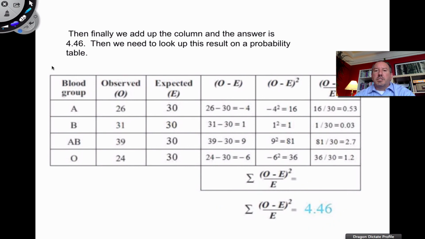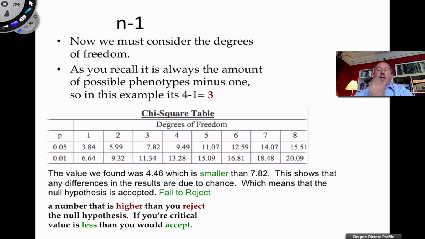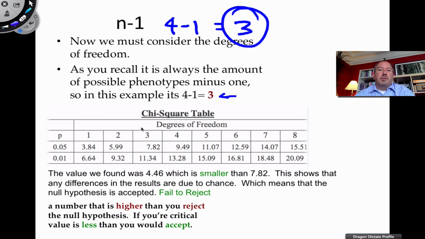And so here's our question. What is our degrees of freedom? Since there are 4 outcomes, 4 phenotypes, it's really 4 minus 1. So the degrees of freedom are 3. Okay. So when you look at the chart, you say, okay, 1, 2, 3. So there we are. And again, here's our probability of 95% confidence. Okay. So here's the value. The value that we found is 4.46.